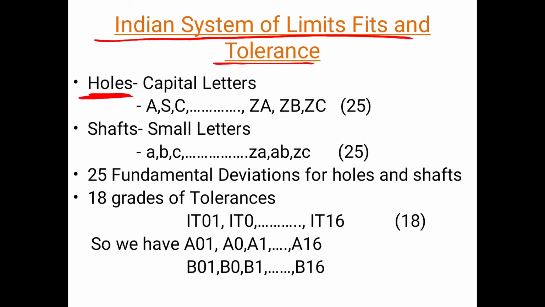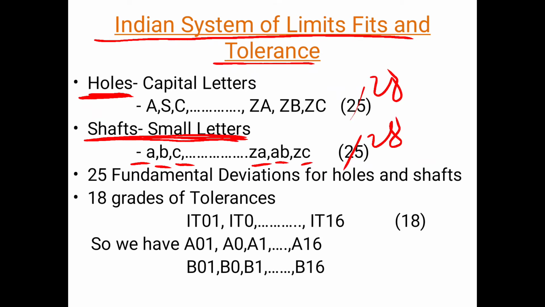Next is the shaft. How are shafts represented? The shafts are represented by small letters, that is a, b, c, up to z, za, zb, zc. So there are 28 types of holes and 28 types of shafts. Therefore there are 28 fundamental deviations for holes and shafts.